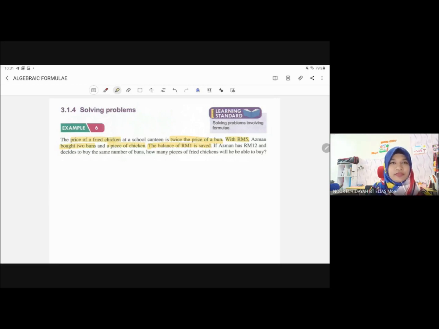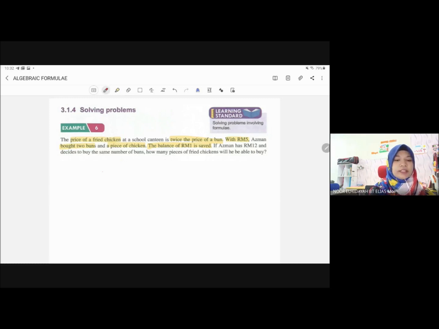Okay, kena fahamkan bila problem solving ni, kena fahamkan this situation. Fahamkan betul-betul dan cuba dapatkan the equation, algebraic equation. Alright, okay. So, kita akan cuba untuk come out with the equation.